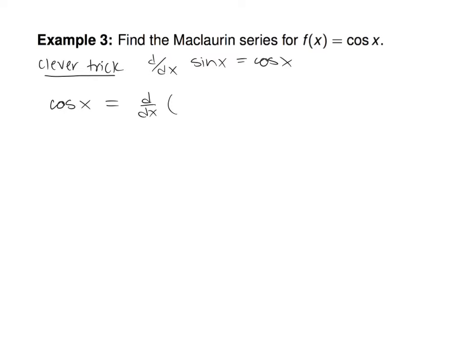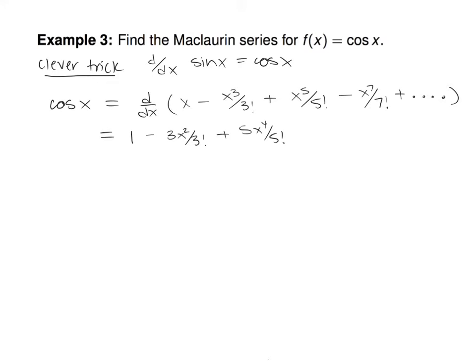Well, sine's power series was x minus x cubed over 3 factorial plus x to the 5th over 5 factorial minus x to the 7th over 7 factorial, etc., and more stuff. You differentiate this term by term and we get 1. X cubed will become 3x squared, so 3x squared over 3 factorial. 5x to the 4th over 5 factorial. 7x to the 6th over 7 factorial, plus more stuff. And notice that the 3 cancels the 3 factorial. So you have 1 minus x squared over 2 factorial, plus x to the 4th over 4 factorial, minus x to the 6th over 6 factorial.